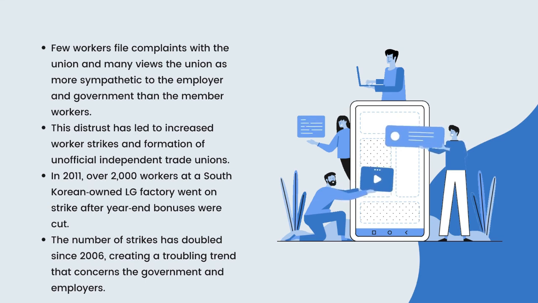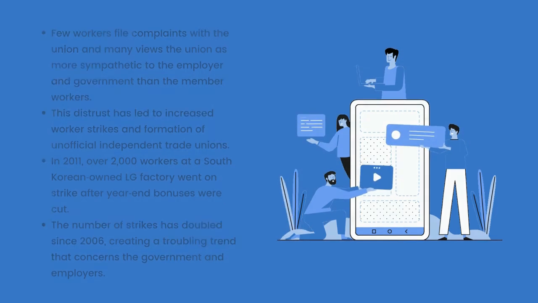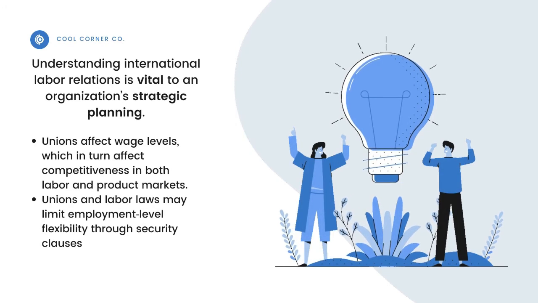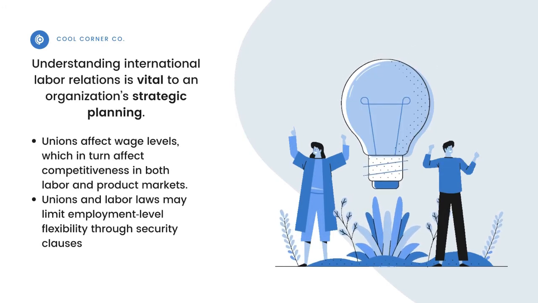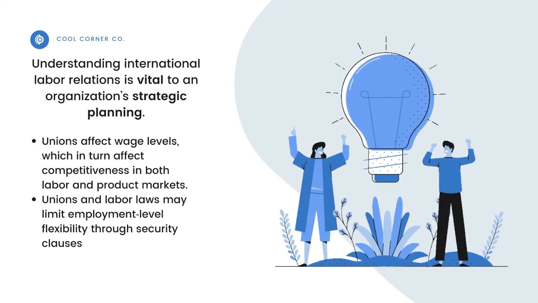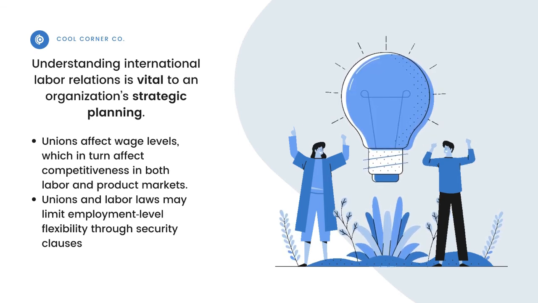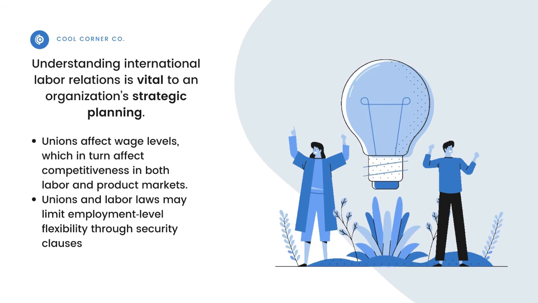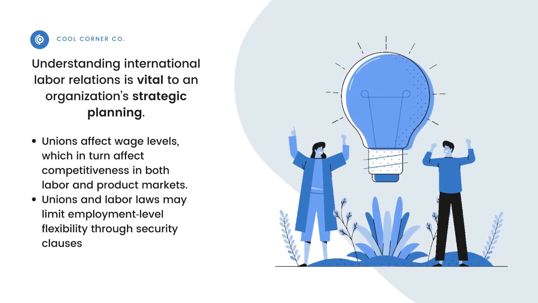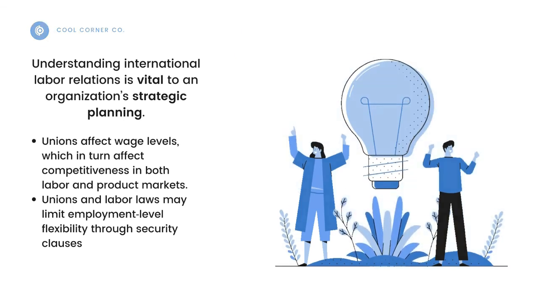In 2011, over 2,000 workers at a South Korean-owned LG factory went on strike after year-end bonuses were cut. The number of strikes has doubled since 2006, creating a troubling trend that concerns the government and employers. Understanding international labor relations is vital to an organization's strategic planning. Unions affect wage levels, which in turn affect competitiveness in both labor and product markets. Unions and labor laws may limit employment level flexibility through security clauses.